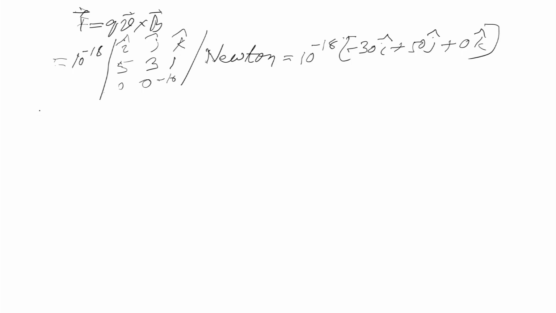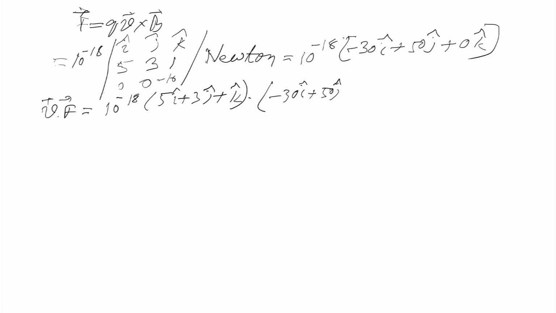So, now I can show that v dot F will be equal to 10 to the power minus 18, then 5 i plus 3 j plus k unit vector, dot product with minus 30 i plus 50 j, which is equal to 10 to the power minus 18 times 150 minus 150, which is equal to 0. So, this is proved.